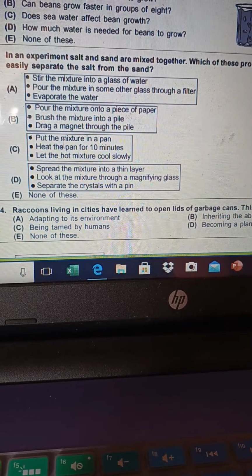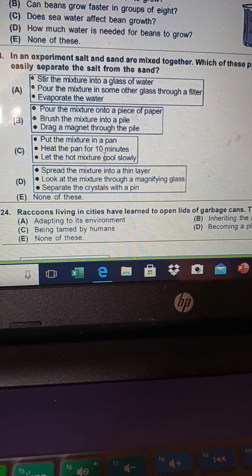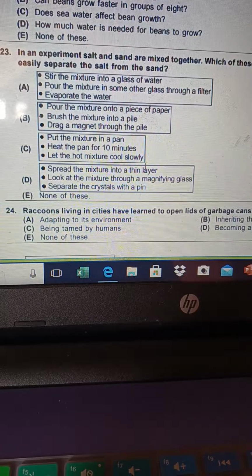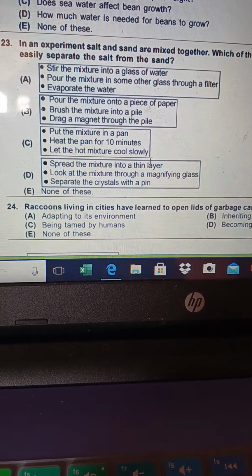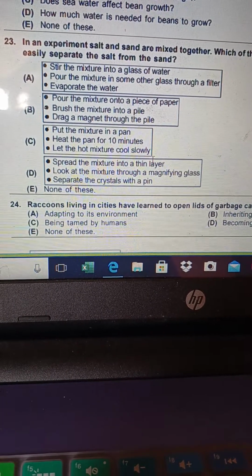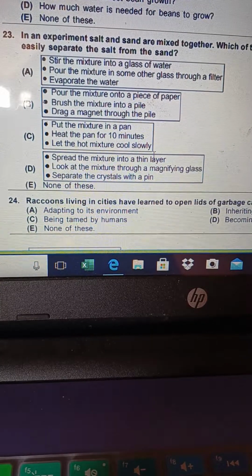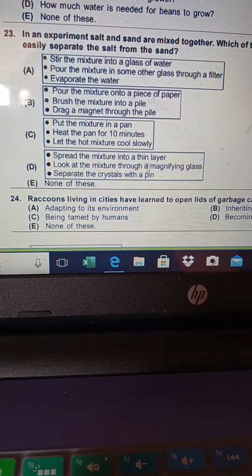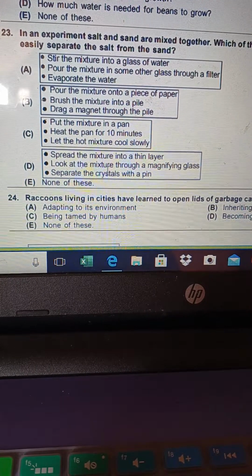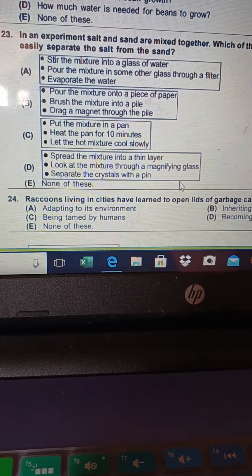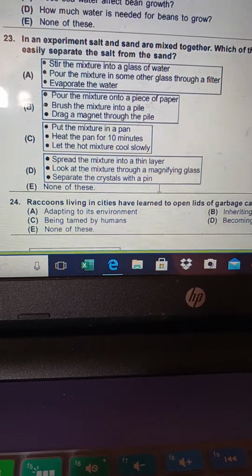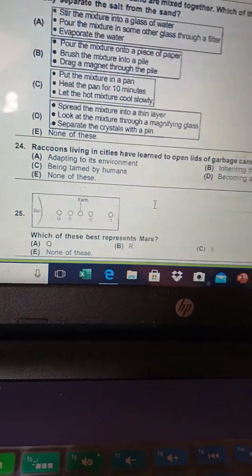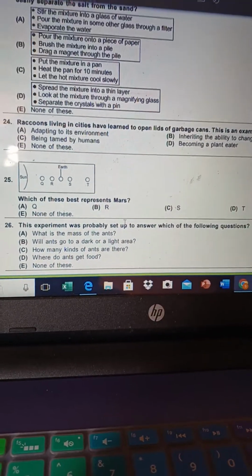Okay, number C, put the mixture in a pan, heat the pan for 10 minutes, let the hot mixture cool slowly. This is also not possible. Number D, spread the mixture into a thin layer. Look at the mixture through a magnifying glass. Separate the crystals with a pin. This is just next to impossible. Okay, now we have the next question, number 24.